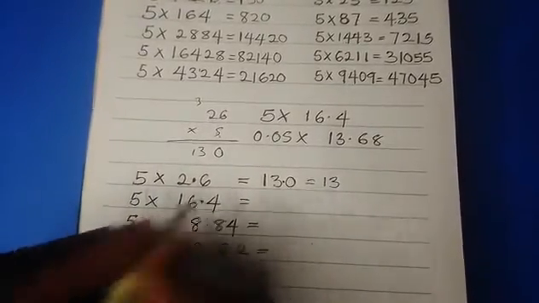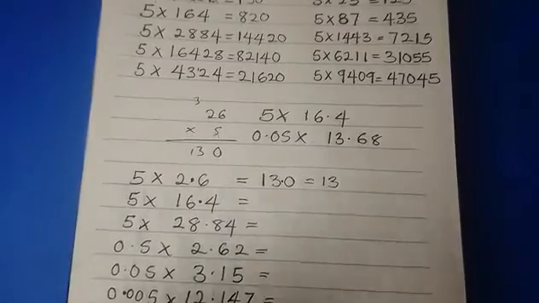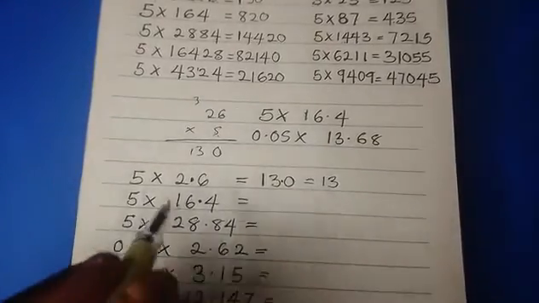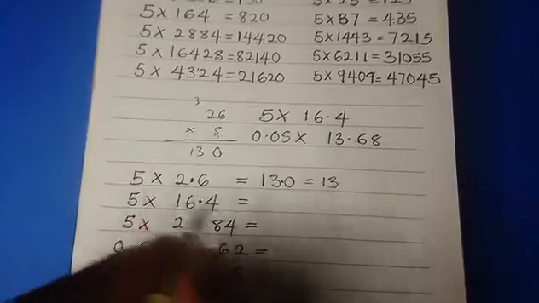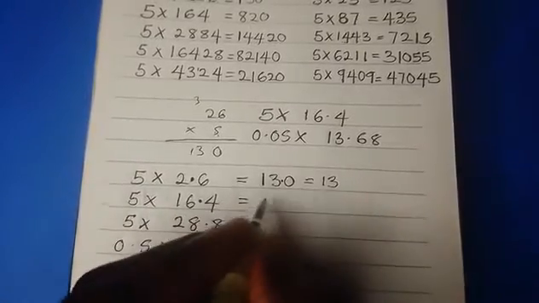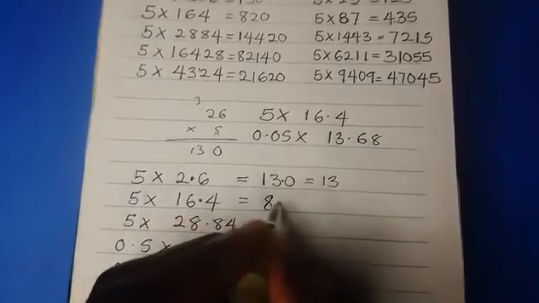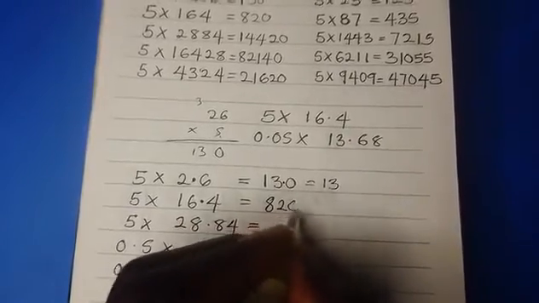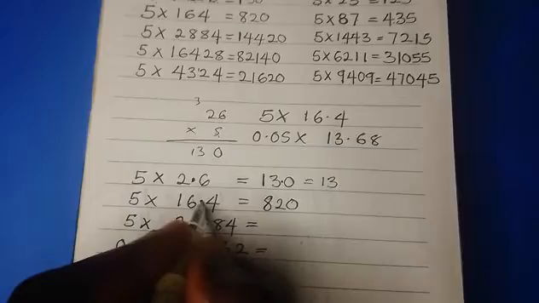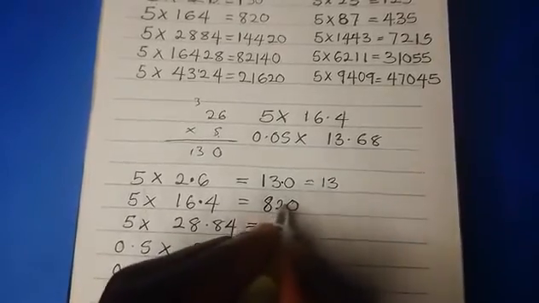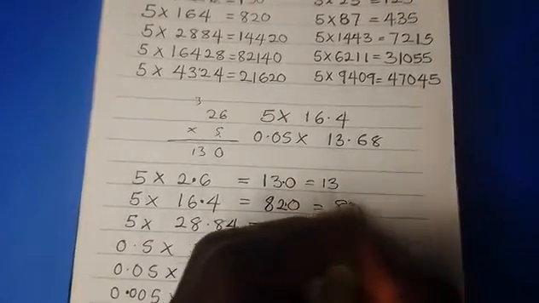Let's say 5 multiplied by 16.4. How do we do this? The same thing, forget the decimal point and multiply. So 164. We have 2 in 16, it gives us 8. Then 2 in 4, it gives us 2. Then we add 0. How many decimal places do we have here? 1. So we bring back that 1 decimal place. So our answer is going to be 82.